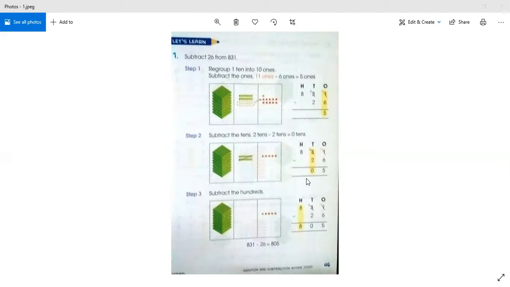Now 100. How many hundreds? 8. कितने 100 है? 8. Now 8, and जब इसकी top is 8 and floor there is nothing, तो what we suppose? We suppose 0. जब कुछ नहीं होता तो क्या होता है? 0. अब 8 में से 0 किए तो 0 means nothing, right? So 8 will be in the same position, 8, right?